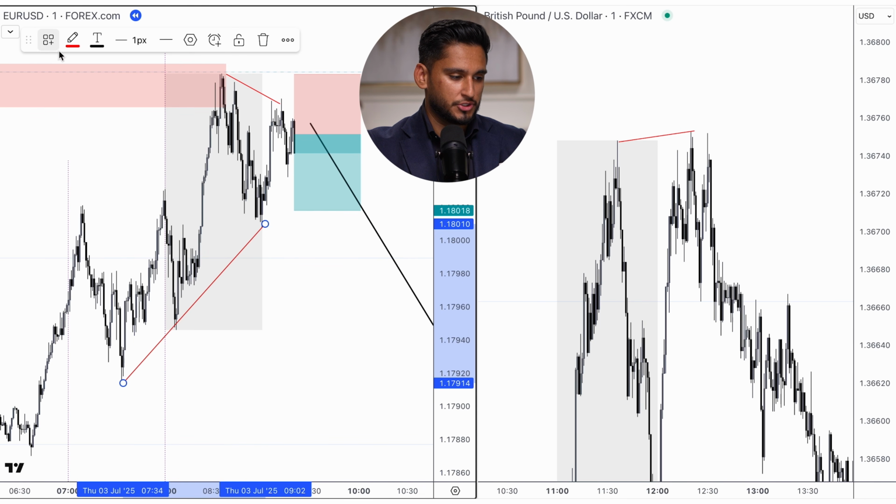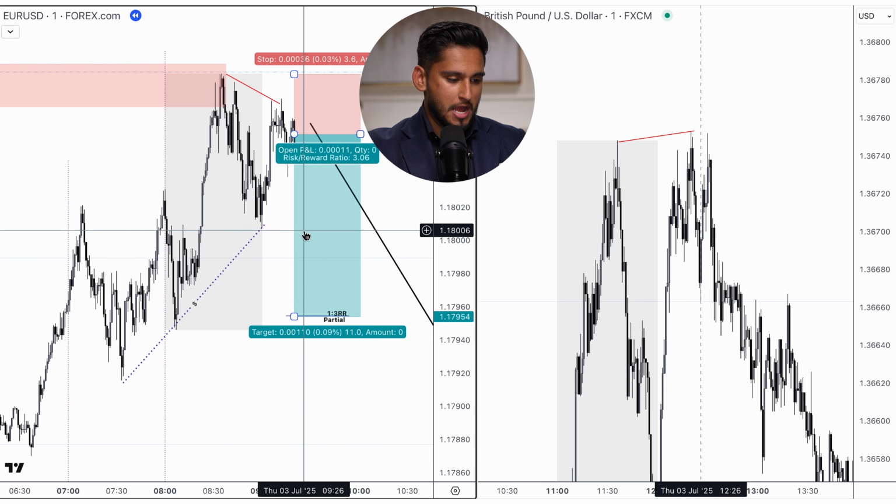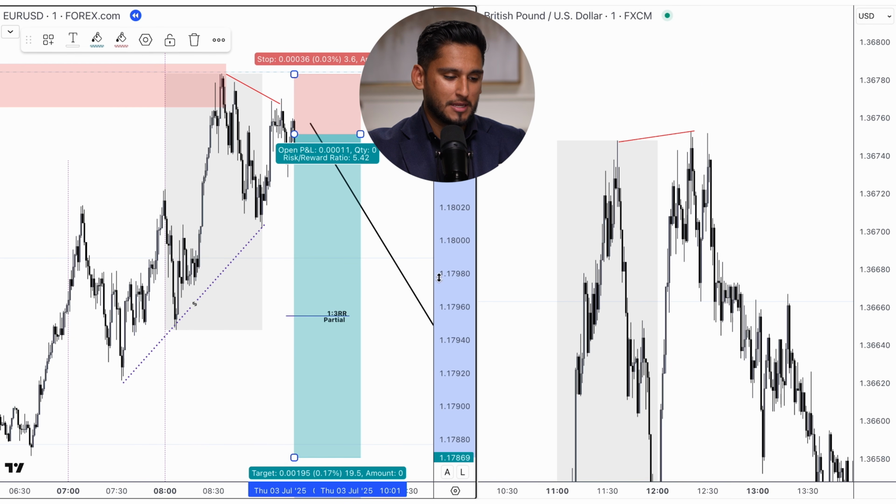Perfect. 1 touch, 2 touch, 3 touch, becomes great trend line liquidity. I always take profit at 1 to 3 risk to reward. And then TP number 2, always at 1 to 10 based on my data.